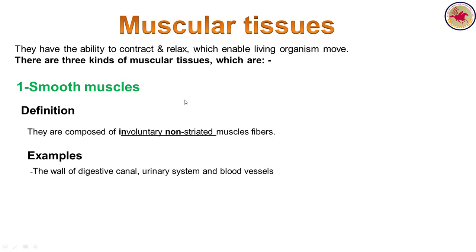Muscular tissue has the ability to contract and relax. So the role of muscles is contraction and relaxation. By this, the body can move from one place to another, move parts of itself, and also help in the homeostasis of your internal body to keep its balance. There are many types of muscular tissue.